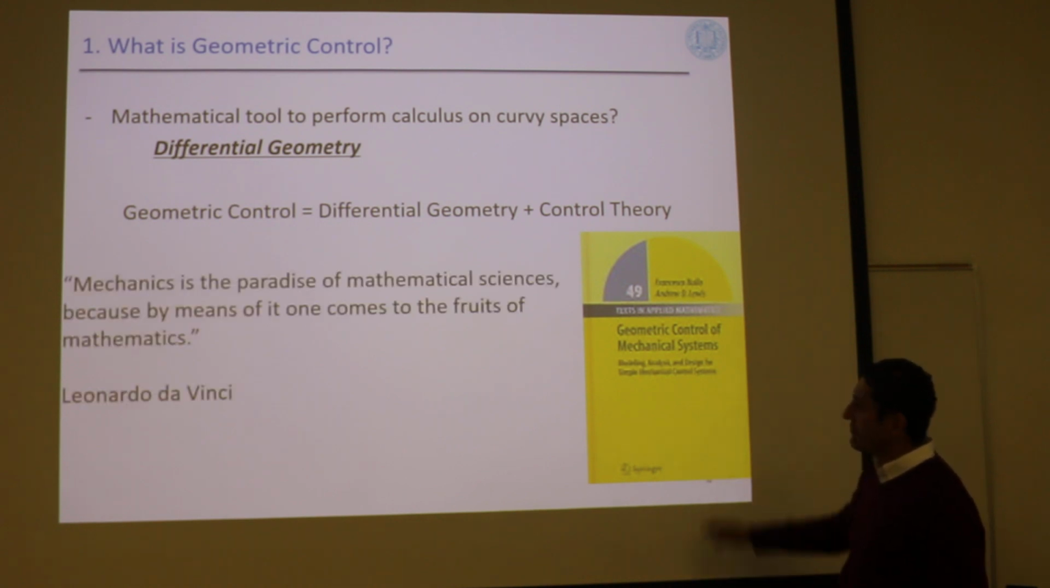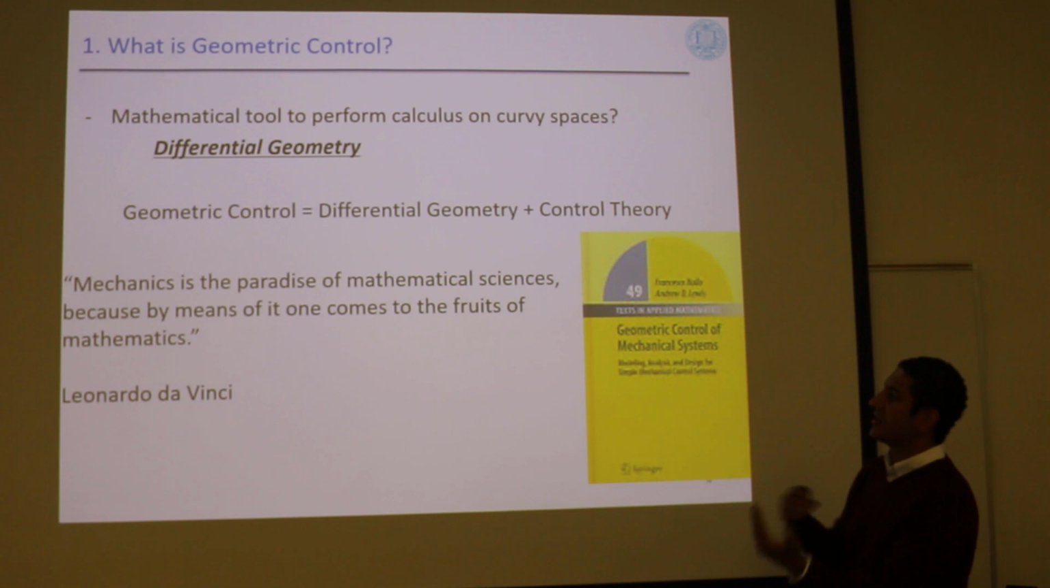And we have a quote here in the preface of that book by Leonardo da Vinci, which says, "Mechanics is the paradise of mathematical sciences because by means of it, one comes to the fruits of mathematics." There are many things that can be extracted out of this statement.